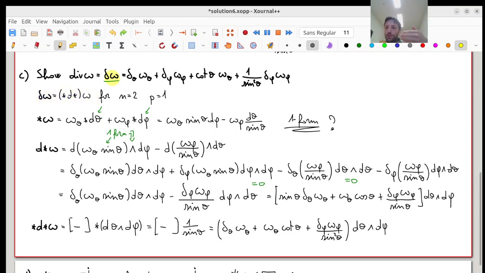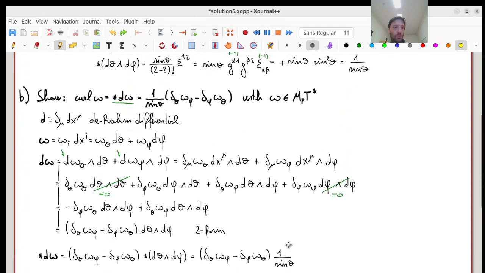And again, we go one step after each other. We have the definition of omega, we apply the Hodge star, we apply D, the exterior differential, and then again we apply the Hodge operator to obtain the final result. So we just need to go one step after each other. So as before, we just start with our one form, which is this one.